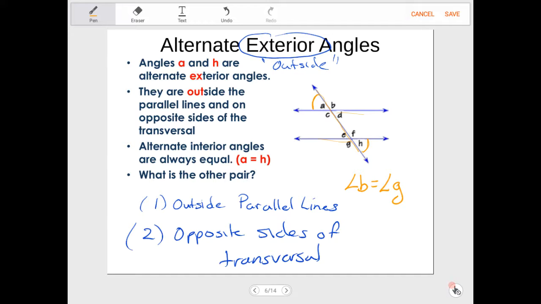Because if you look at angle B, which is right here, it is on the exterior or outside of the parallel lines. If we go down the transversal, we now come outside of the parallel to the exterior, and we have to flip to the other side of the transversal, and that would be G. Okay? So what we've looked at here is we have four rules or four terms that we need to know.